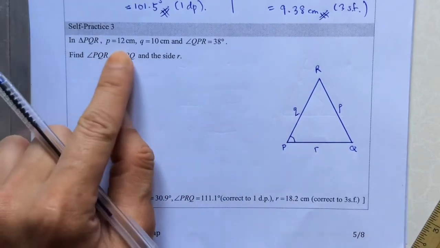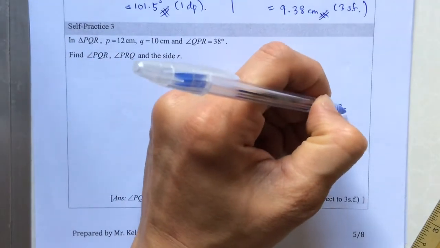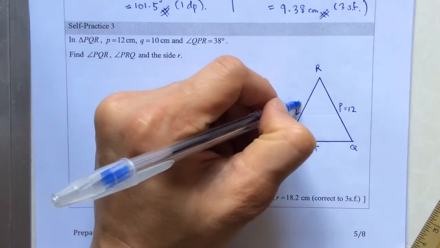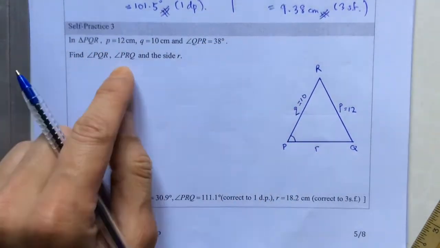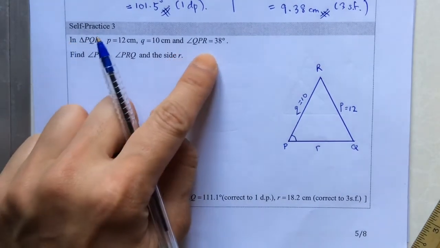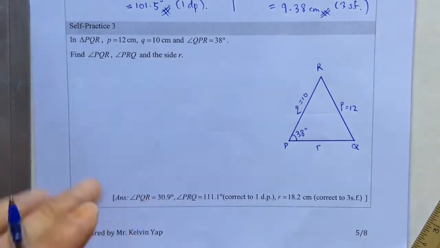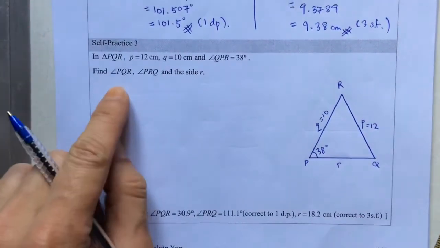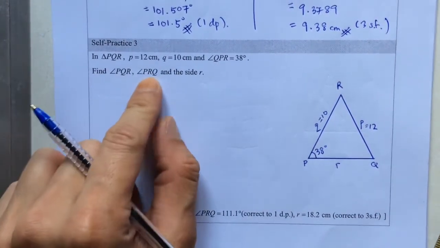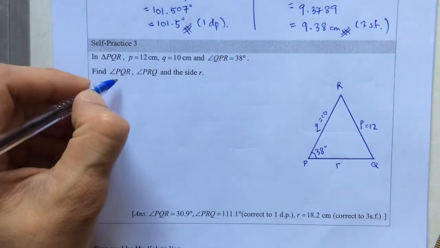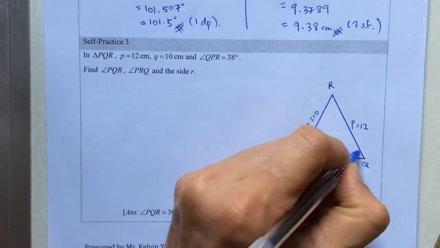And p equals 12, so we're going to update the value. p equals 12. q equals 10. And angle QPR is 38 degrees. Find these three values: angle PQR, angle PRQ, and side r. So we'll look at PQR first. This will be the angle we need to find.